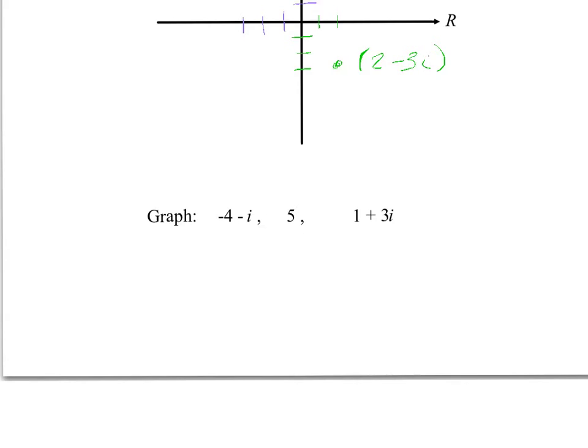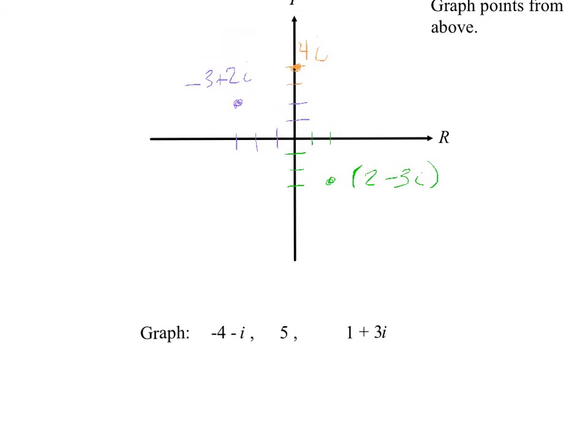I ask you to graph those 3 on here. You can try and do them without me. Otherwise, negative 4 minus i, so we go negative 4 on the real axis and minus 1 on the imaginary axis. It matches up right there. So this is negative 4 minus i. Straight up 5, you just find 5 on the real axis and put a point there. And then 1 plus 3i, you find 1 on the real axis and 3 on the imaginary axis, and it matches up right there. So 1 plus 3i.